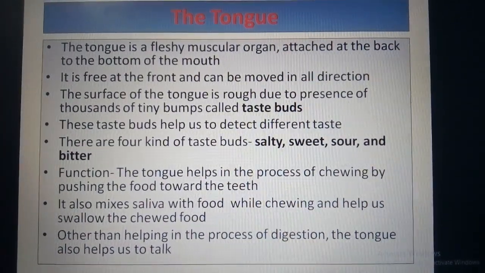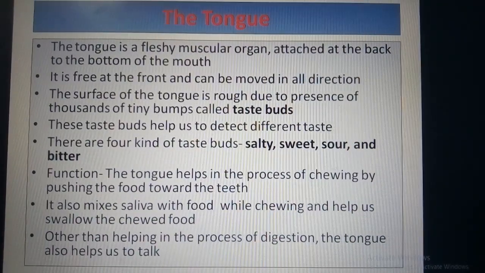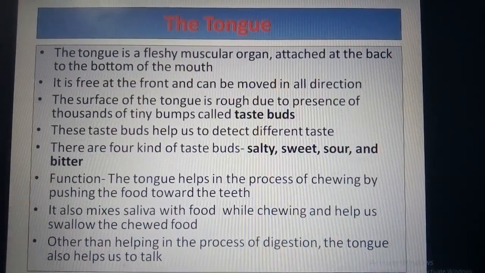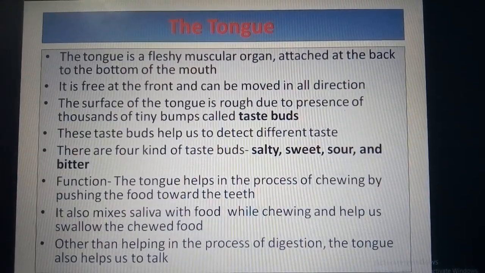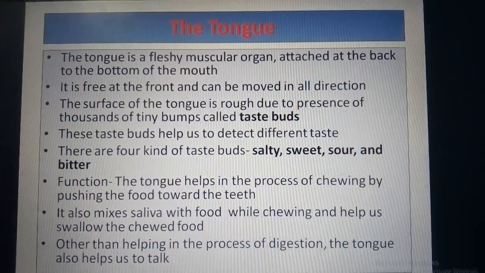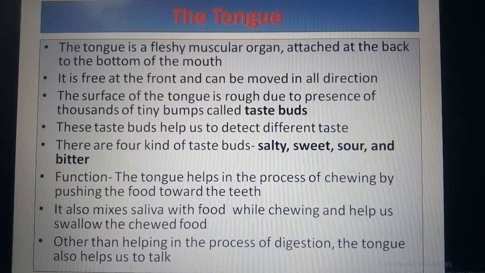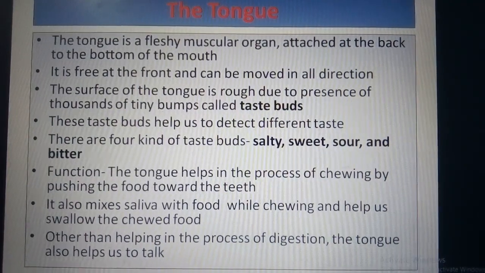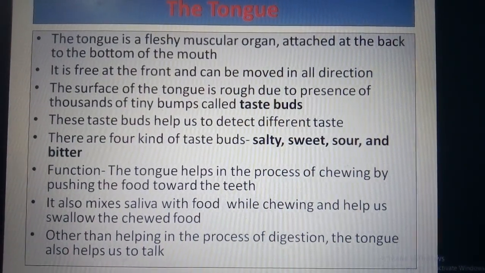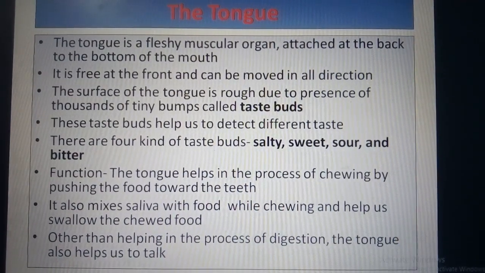The tongue is a fleshy muscular organ attached at the back to the bottom of mouth. It is free at the front and can be moved in all directions. The surface of the tongue is rough due to the presence of thousands of tiny bumps called taste buds. These taste buds help us to detect different tastes. There are 4 kinds of taste buds: salty, sweet, sour and bitter.